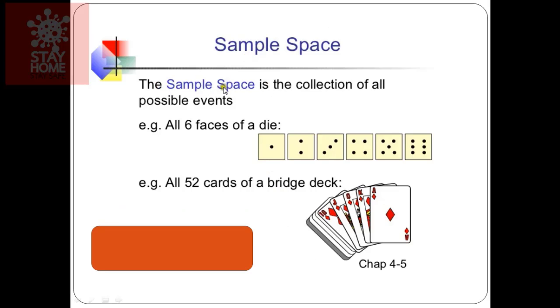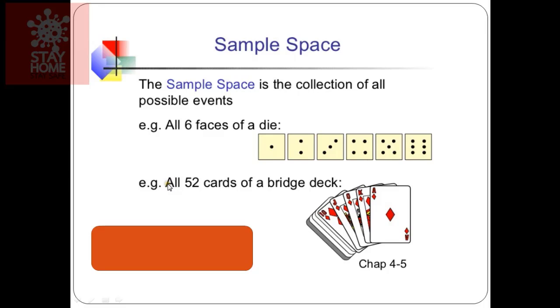Now the sample space is the collection of all possible outcomes. A very important concept: sample space. For example, if you roll a dice, what are the possible outcomes? 1 to 6. It can be 1, 2, 3, 4, 5 or 6. It cannot be 7. So these are the 1, 2, 3, 4, 5 and 6 possibilities. All these possibilities are the sample space.